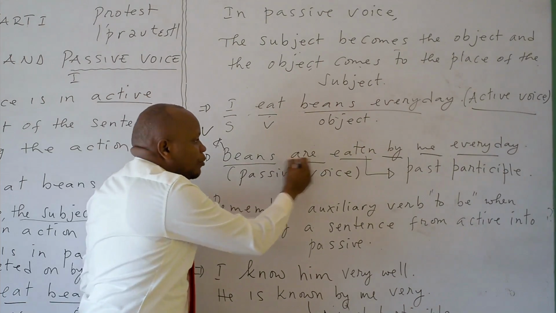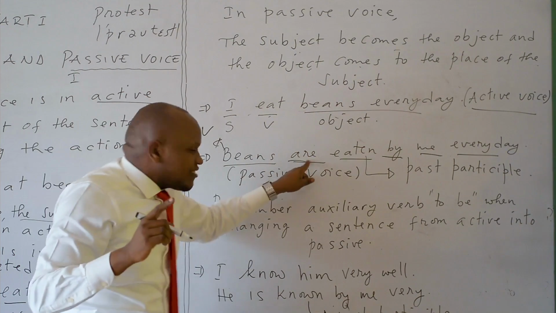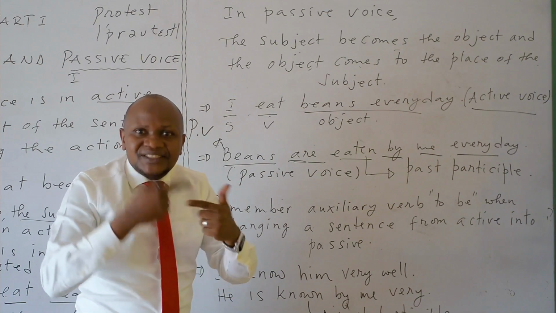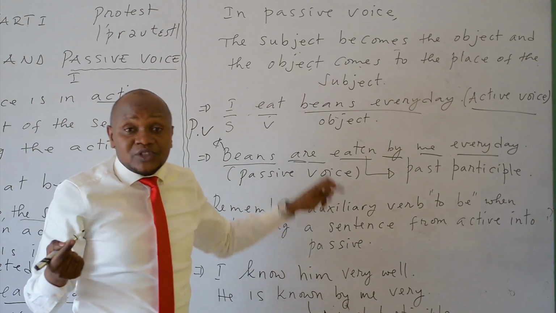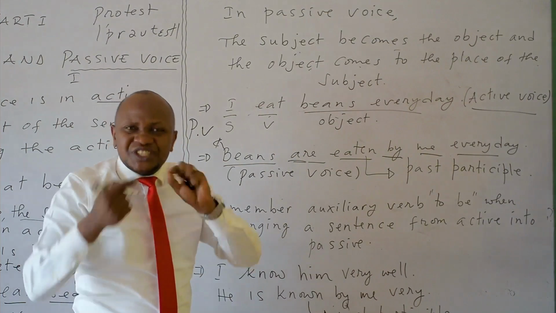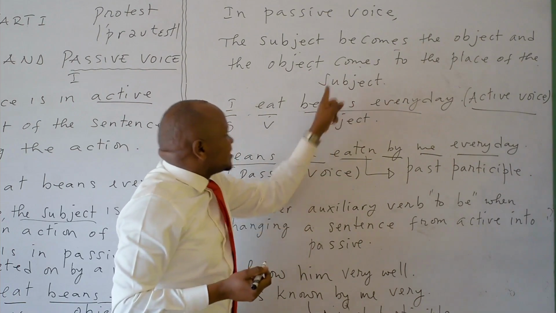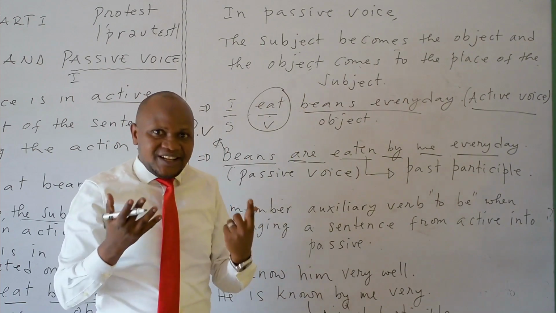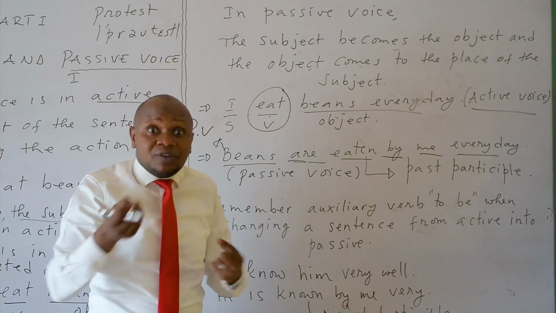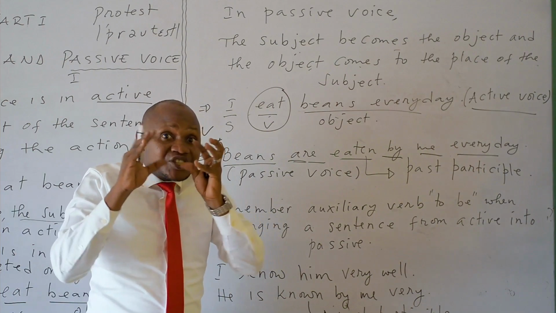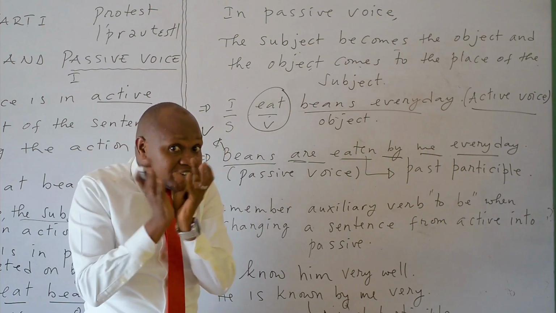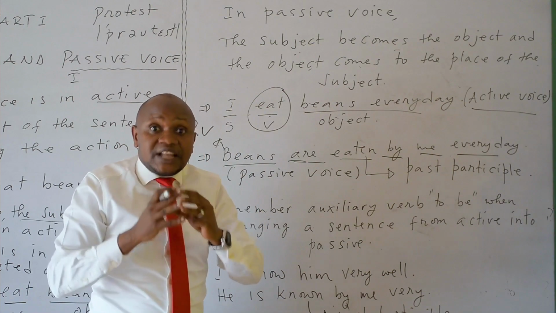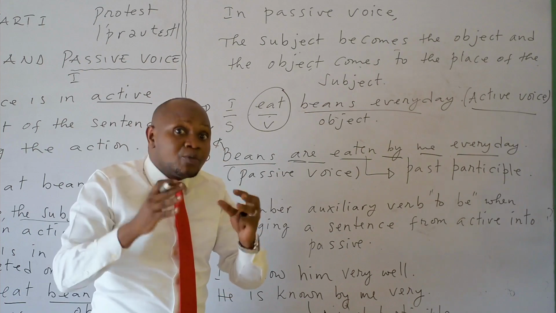Turaza kureba mu gice cya kabiri iyi R yavuye. Why this R? Beans are eaten by me every day. Tuzareba impamvu R yajemo. Kuki yajemo? Why this eat? Why does eat change to eaten? Why that? Don't miss part 2 of this lesson. Ntuzacikwe n'igice cya kabiri. Nibwo uzumva neza active passive voice. But even now, you are going to get this lesson very well. Iri somo uraryumva neza cyane.